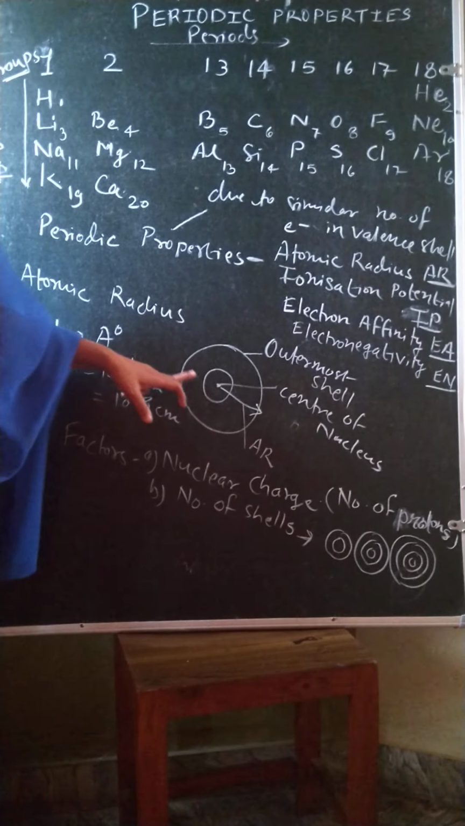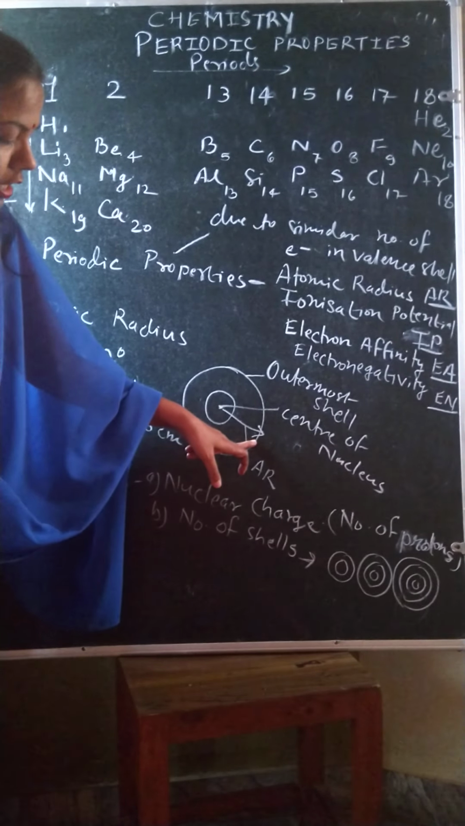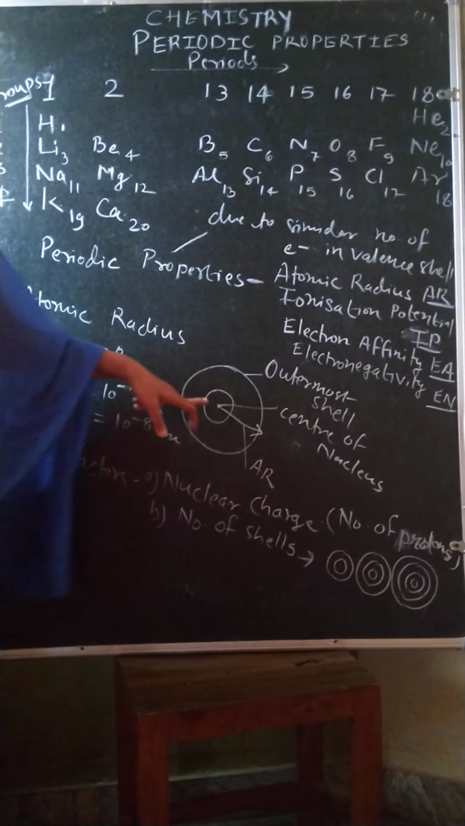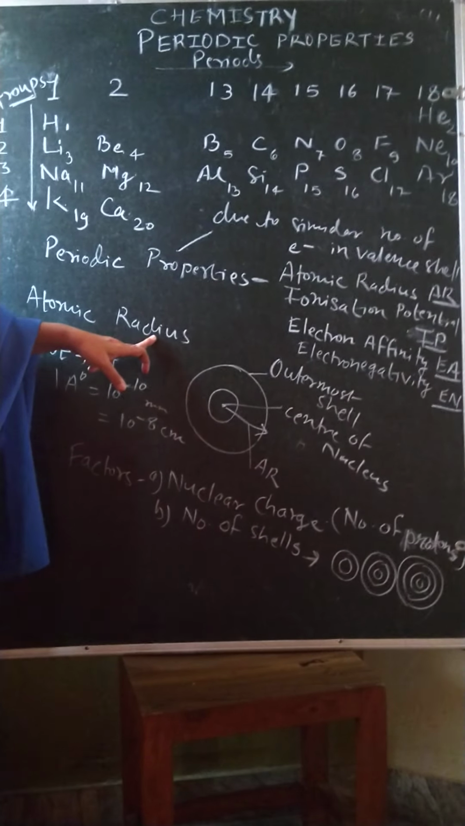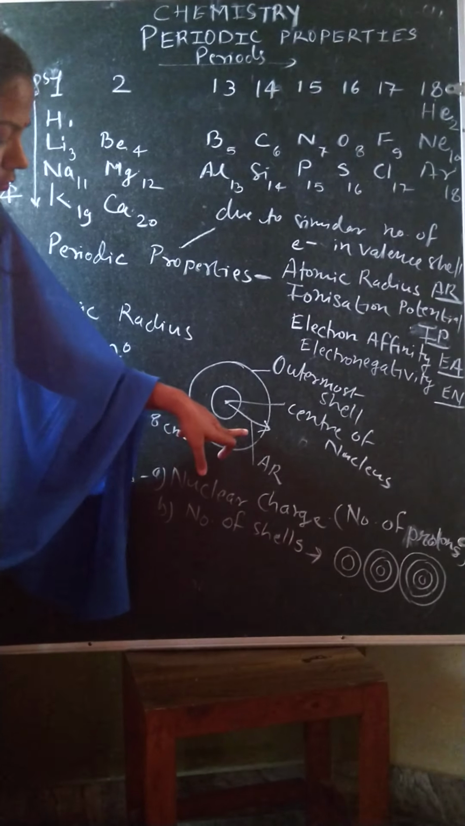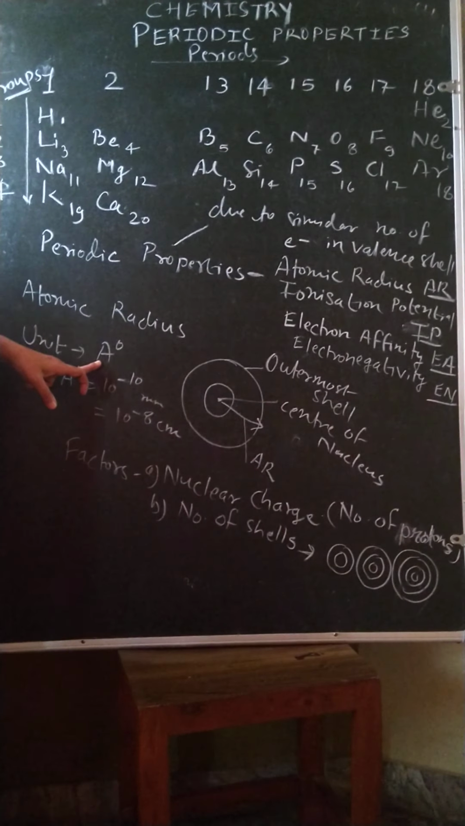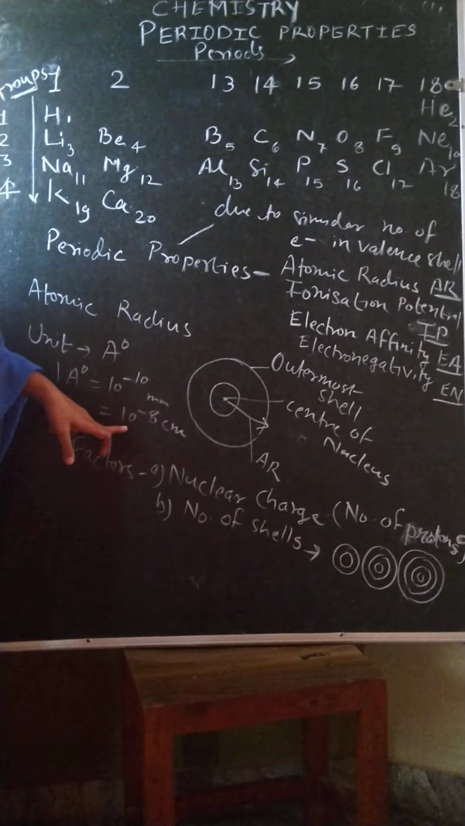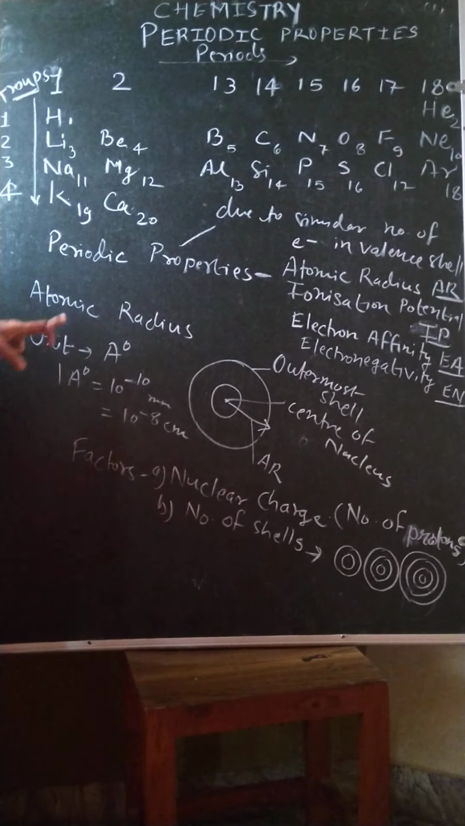In any atom, the distance between the center of the nucleus and the outermost shell is called atomic radius. See, in this atom, the outermost shell is this one, this is the center of the nucleus and this is the atomic radius. What is the unit of atomic radius? Angstrom. 1 angstrom equals 10 to the power minus 10 meter, and here it is 10 to the power minus 8 centimeter. These are the units of atomic radius.